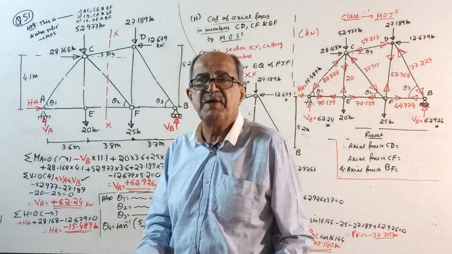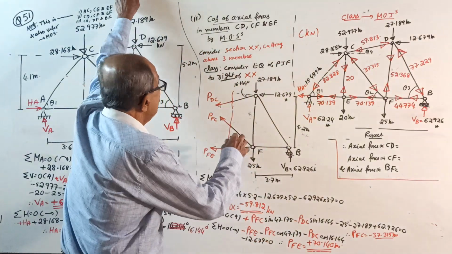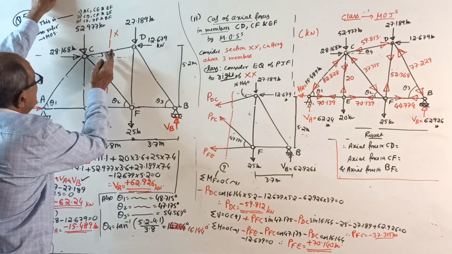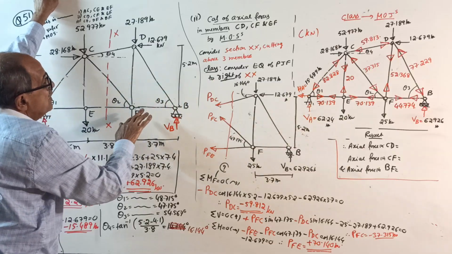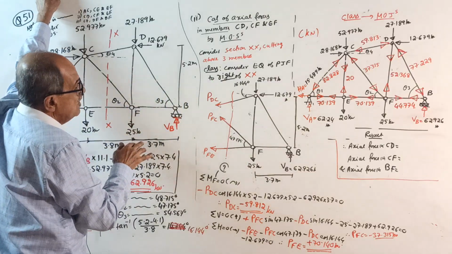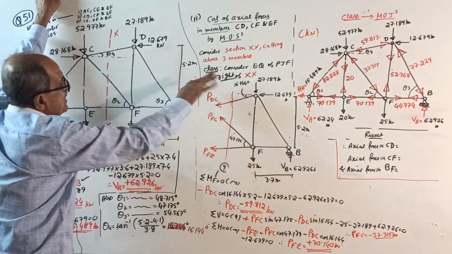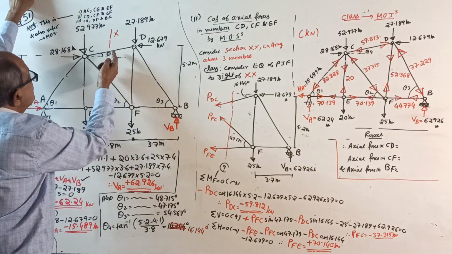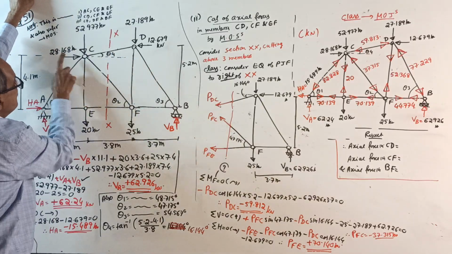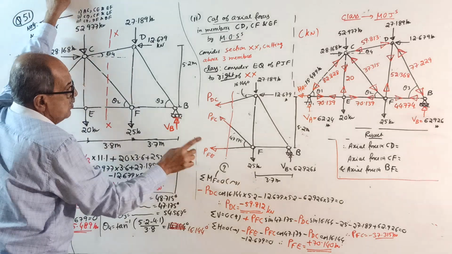Okay, I already explained the sketch for you. See, cut here. Consider equilibrium to the right side. When you take the right side, put these forces: force for DC, force for FC, force for FE, all over.